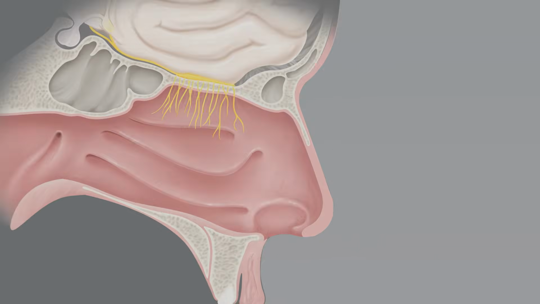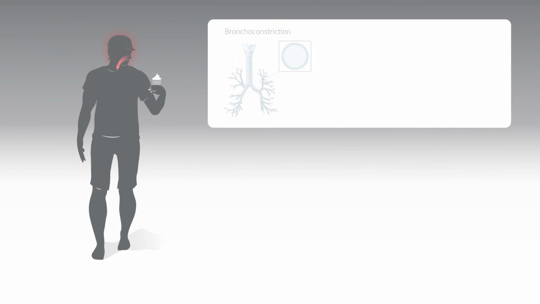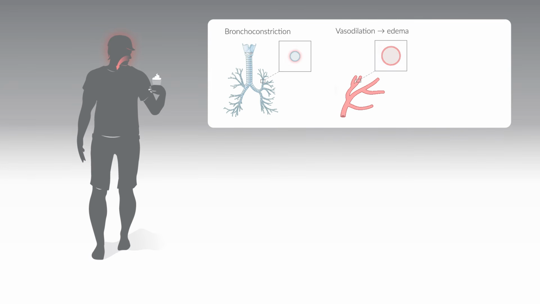There are various routes in how an individual can be exposed, for example, through inhalation or skin contact. Depending on the affected tissue, the released mediators can cause bronchoconstriction, leading to respiratory distress, vasodilation, reducing blood pressure and leading to edema formation, and local inflammation with heat, redness, and itching.